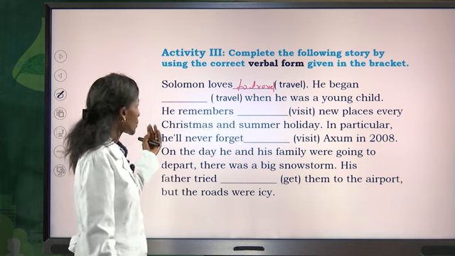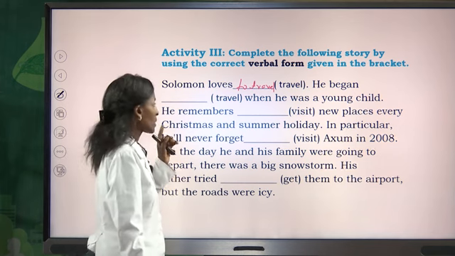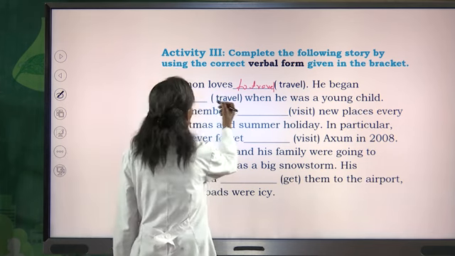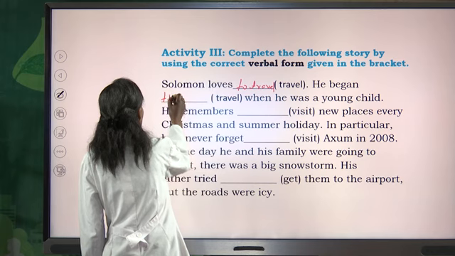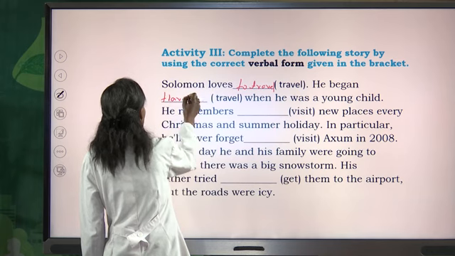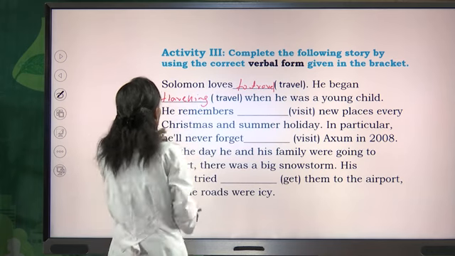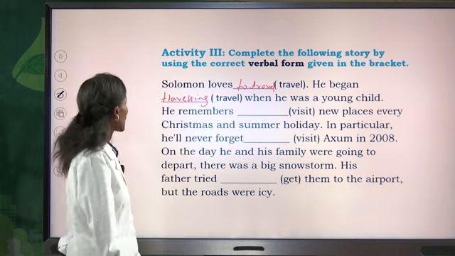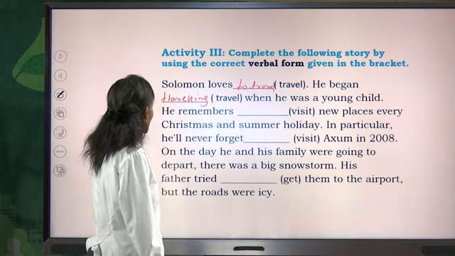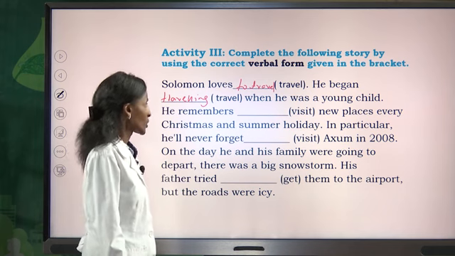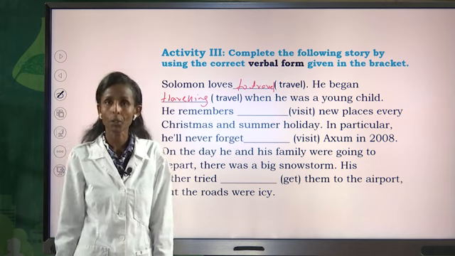He began dash when he was a young child, specific, you see. When he was a young child, he began what? Traveling. The gerund is right here, you see. He began traveling, double L, remember, double L, okay? T-R-A-V-E-L-L-I-N-G.